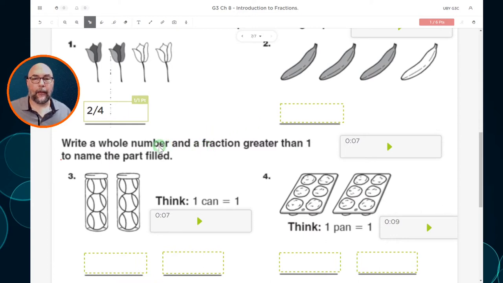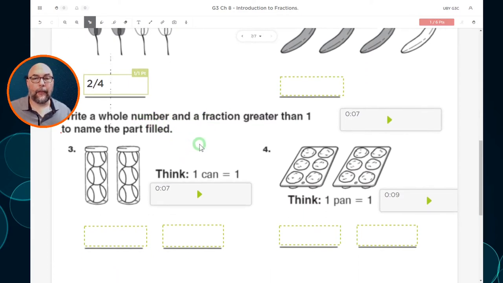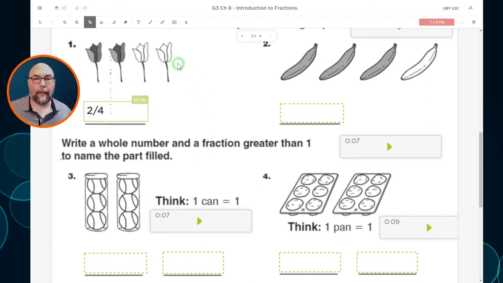This one is much trickier. So let's look at it slowly and take our time. First of all, I'm going to get a highlighter because that helps me remember or look at what I'm trying to read. All right, write a whole number and a fraction greater than one to name the part filled. Okay, so they're asking for a couple of things because it says and here. So they want, that means they want two things. They want a whole number.